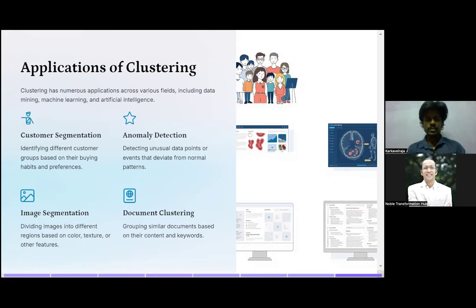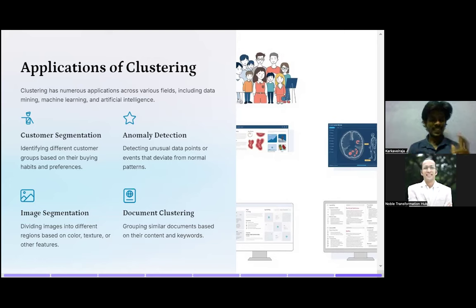Next, anomaly detection: detecting unusual data points or events that deviate from the normal patterns. If a person is not interested in data science or AIML, then the person is not going to be in this session. So if that kind of person is in this session, it's going to be an anomaly.